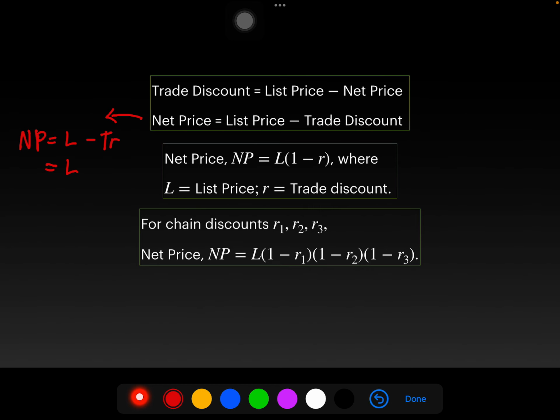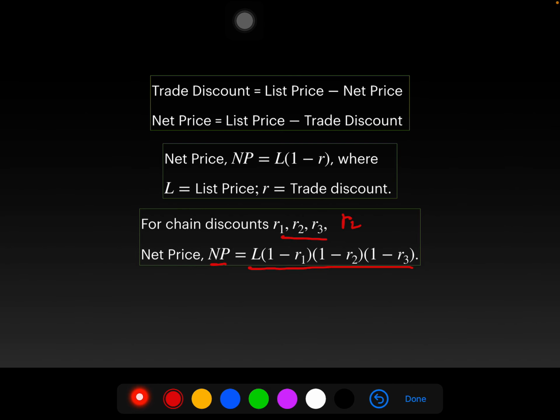Next, usually we have more than one trade discount, so we call it chain discounts. Consider if we have three chain discounts, where R1, R2, R3 are the trade discounts. We can find the net price with this formula: we compute the quantity of 1 minus R1, 1 minus R2, 1 minus R3 multiplied, and then multiply with the list price. That gives us the net price altogether for the chain discounts. If you have until R4, the formula will continue until 1 minus R4. It's quite simple.